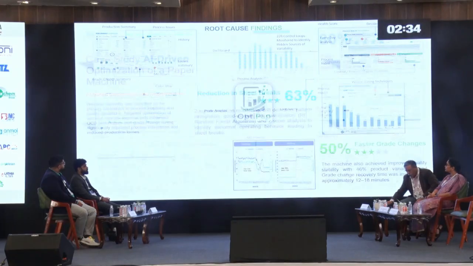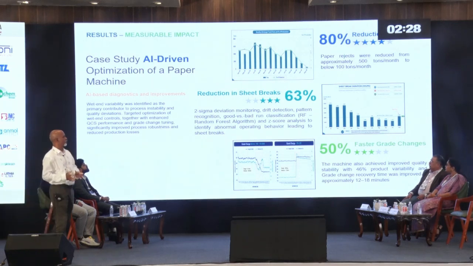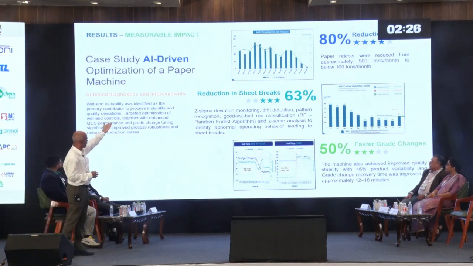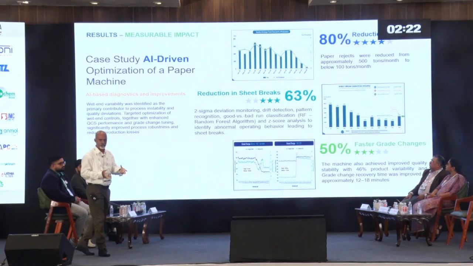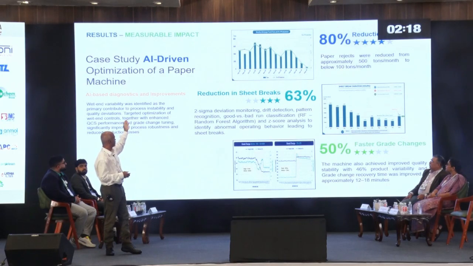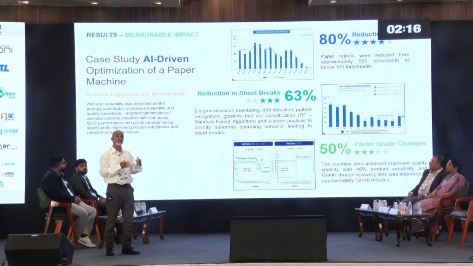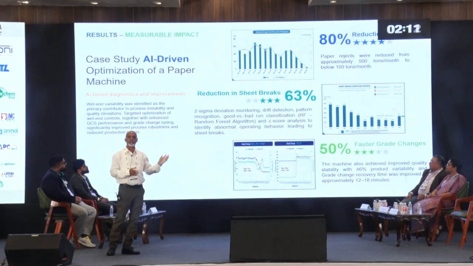So this is one small case study. As I always say, it is not a one day job or 1 month job. For example, the first one I am showing is some tonnage. This is one of the biggest mills, maybe 1,200 tons per day capacity. The average production or average rejection was around 500 tons per month. And then it came down to 100. But it did not happen in one day.